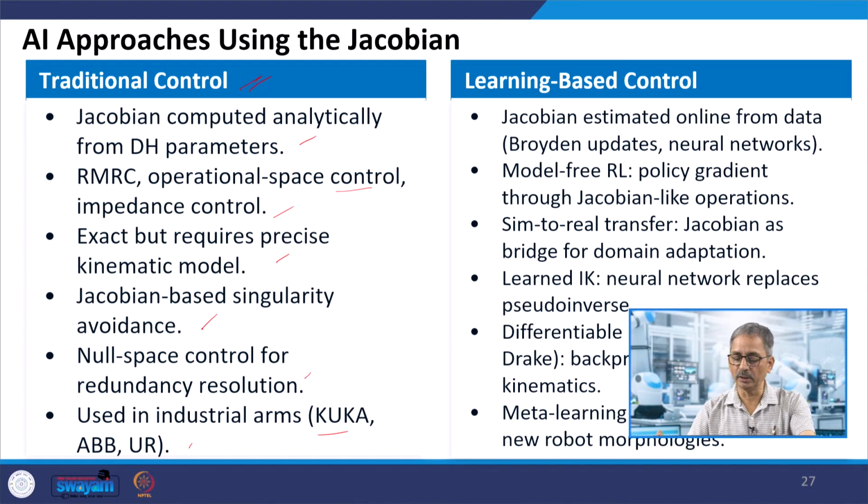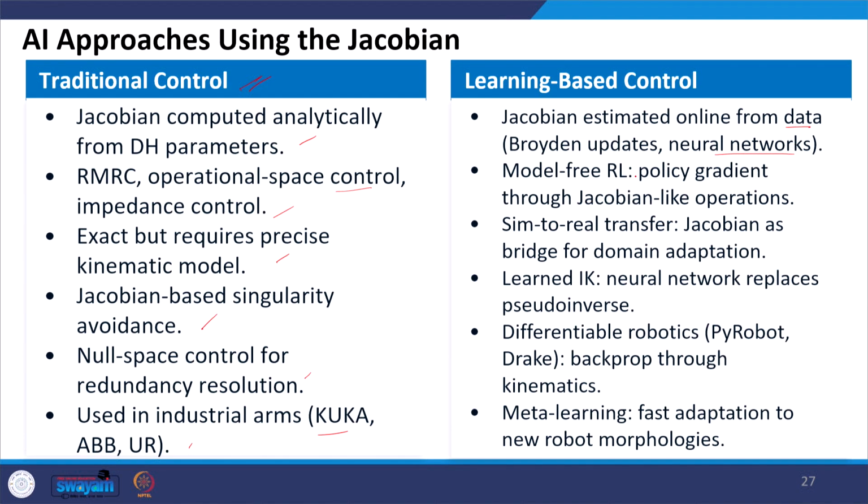In learning based control, we have the Jacobian estimated online from data, say with a neural network. Model free reinforcement learning can have policy gradients through Jacobian like operations. For simulation to real transfer, we can use the Jacobian as a bridge for domain adaptation. We can have a learned inverse kinematic model through a neural network replacing the pseudo inverse.